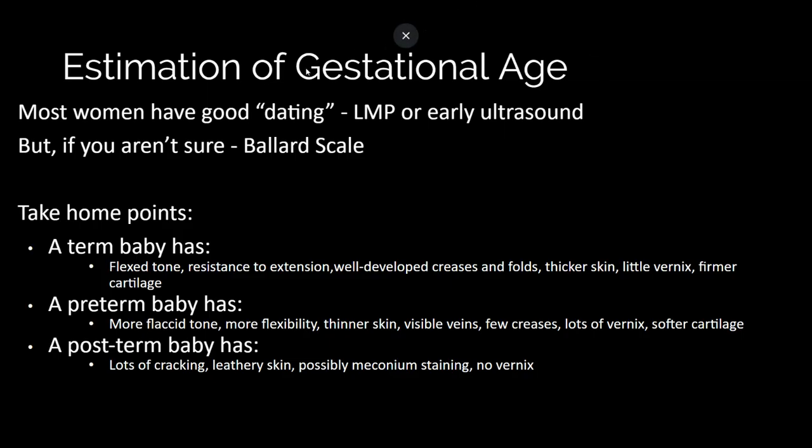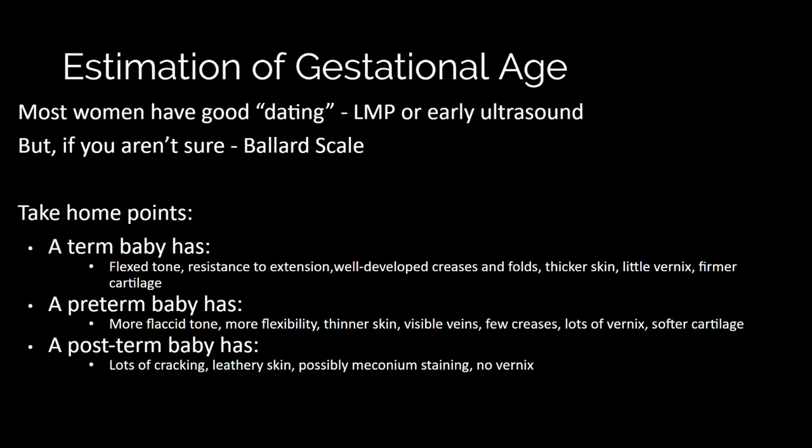Estimation of gestational age. Now, in most cases, we don't really do formal assessment of gestational age anymore. We used to do a Ballard or even a Dubowitz. Dubowitz is a really extensive scale of tests, little assessments, to see how old gestationally this baby was when it was born. Now it's not as common. Most women have good dating. Either they know when their last menstrual period was, or, with the invention of home pregnancy tests that are super sensitive, most women know very early in pregnancy that they're pregnant. They get an early ultrasound.